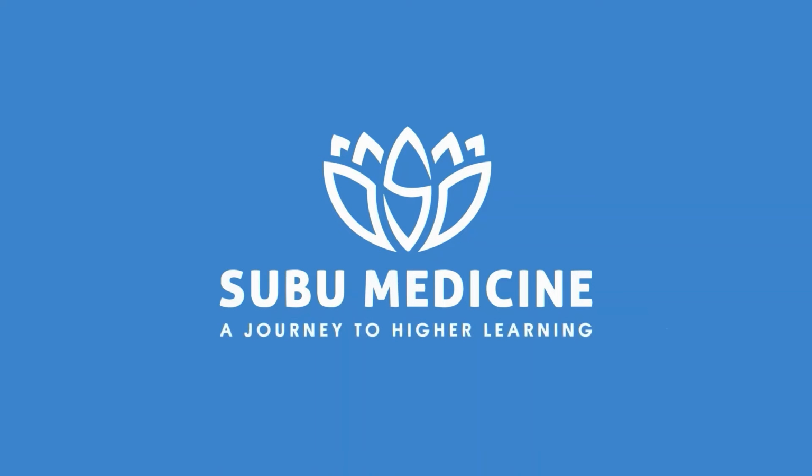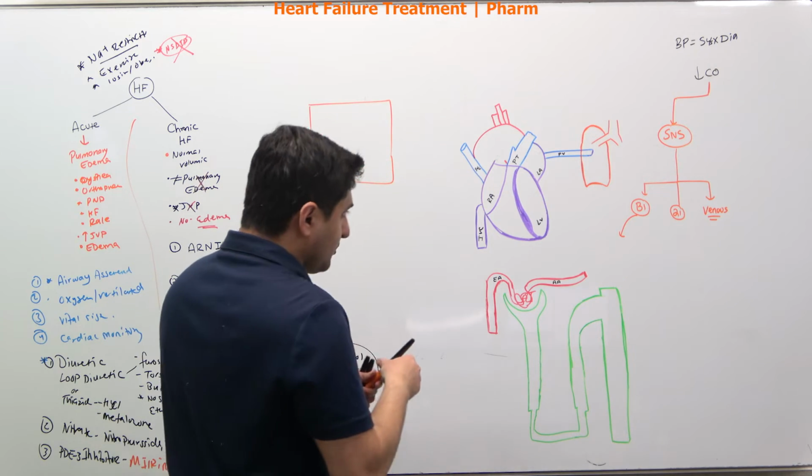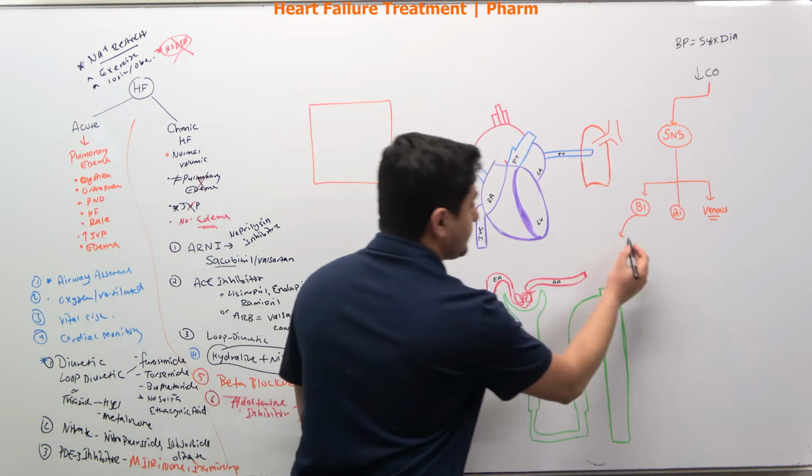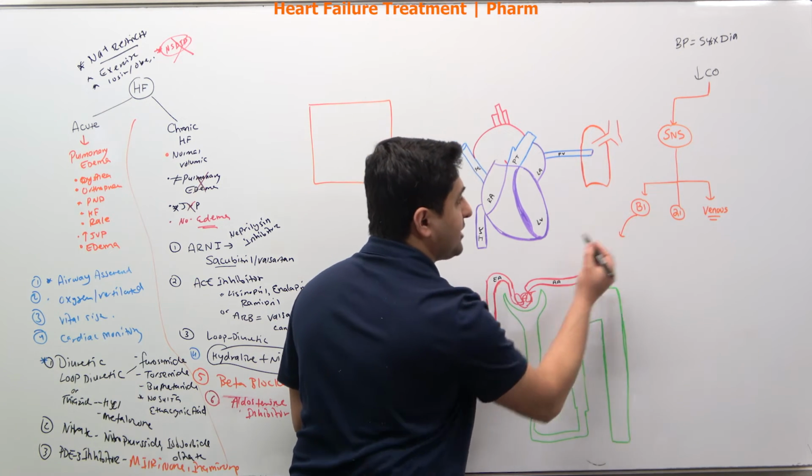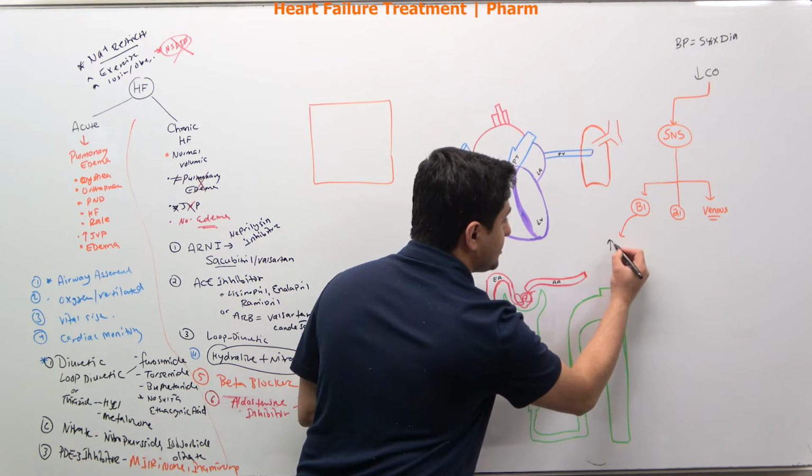Now, where are the beta 1 receptors located? They are located on the SA nodal cells and AV nodal cells, right? Let me make one cell right here. If they release norepinephrine or epinephrine, then what happens? That increases your heart rate, correct?